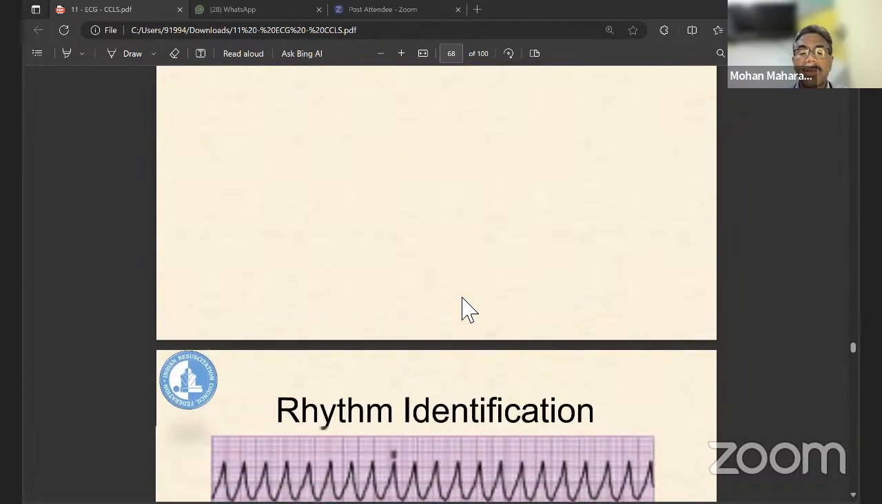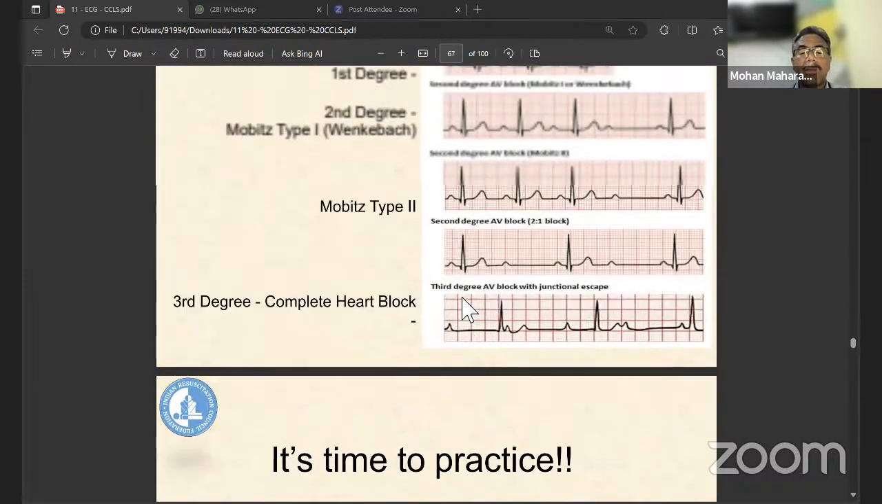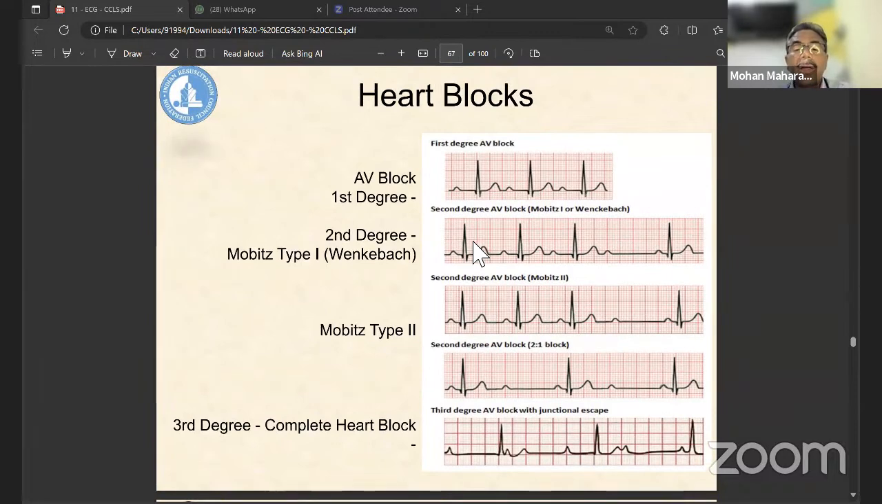It is time to practice. Look here. There is a QRS complex, and the PR interval is consistently the same. Look at the distance of this PR interval; it is more than normal, which is not supposed to be. What is the normal PR interval? 0.12. So it has been lengthened.